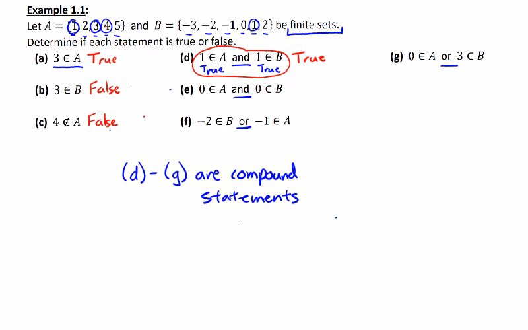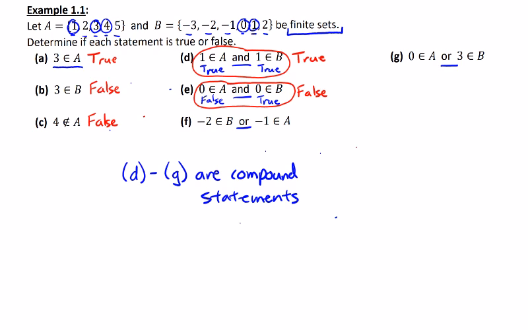Now take a look at part E, and we'll go through that same process. I take a look at 0 being an element of A. That is false. And I check to see if 0 is an element of B, which I do find to be true. But the problem here, again, is that I have an and that connects my two statements. And the word and requires that both statements be true in order for the overall compound statement to be true. So this ultimately gives us a false result because I don't have both statements being true.